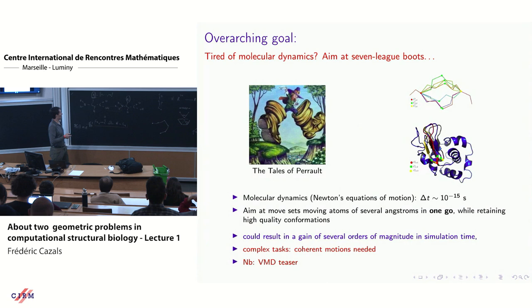And so here's the goal, of course, as I told you: we want to deform molecules, but like, you know, using the seven leagues boots. If you do sum of the forces equal mass times acceleration, using time steps of one or two femtoseconds, you'll be changing the atomic position by a fraction of one angstrom. And so it's going to take ages. And so what I would like to have is a procedure which, given a molecular conformation, is going to give me another one, but vastly different.